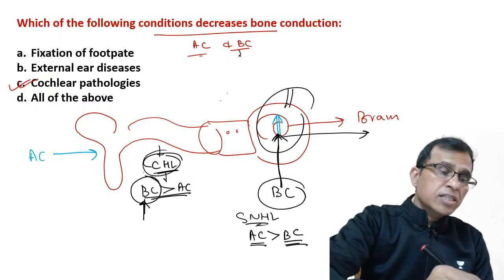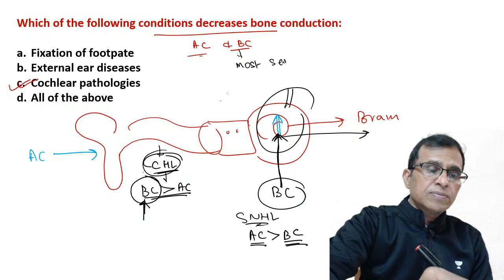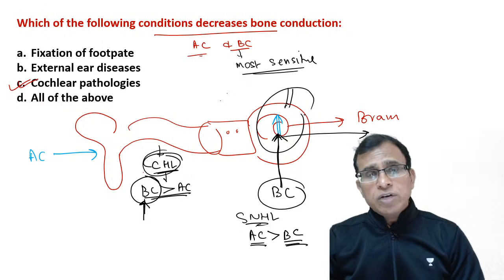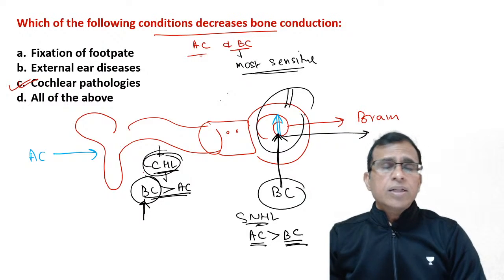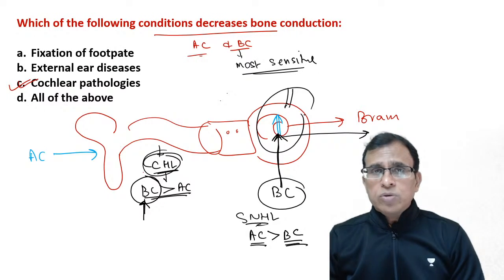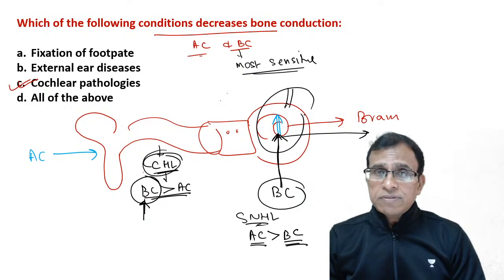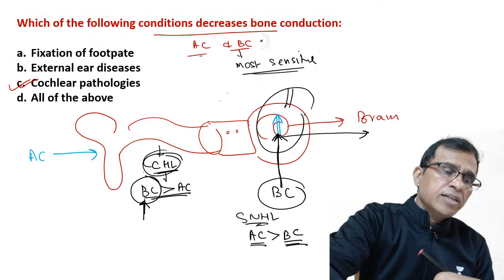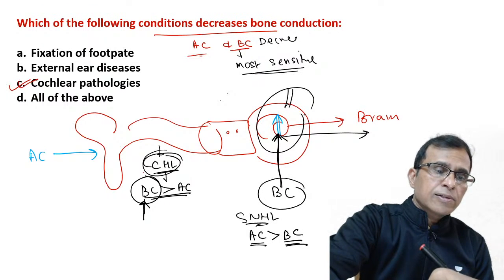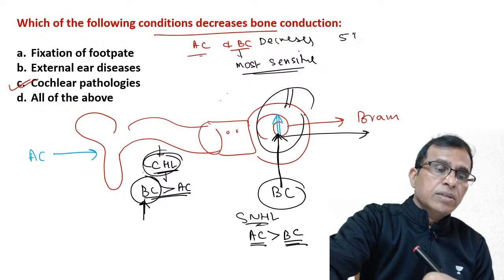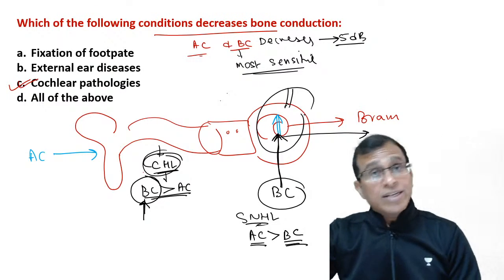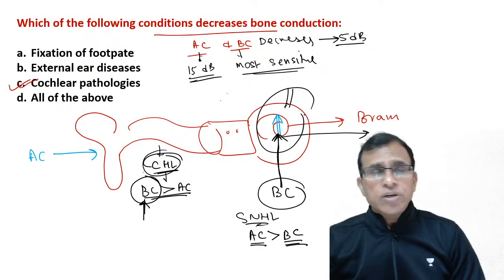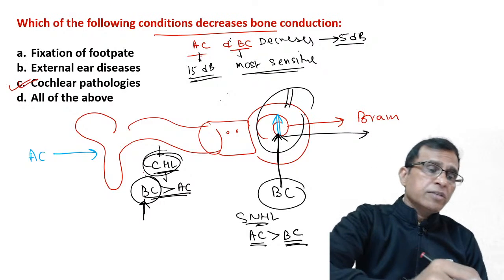And BC is the most sensitive for checking hearing loss. If BC is there, then you can find out very easily. If only AC loss is there, then it becomes a little more difficult to confirm. But if BC is gone or decreased, even a 5 decibel decrease in the BC you can diagnose. If BC decreases by 5 decibel, you can diagnose. But for AC to diagnose, the minimum decrease has to be 15 decibel. Less than 15 decibel decrease in the AC, you can't make out. So BC is very, very sensitive.